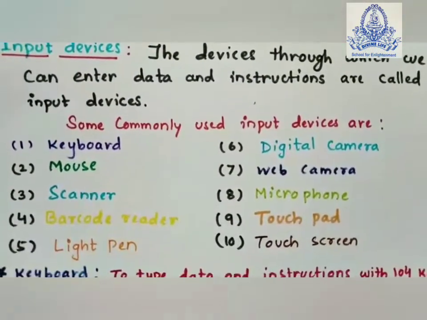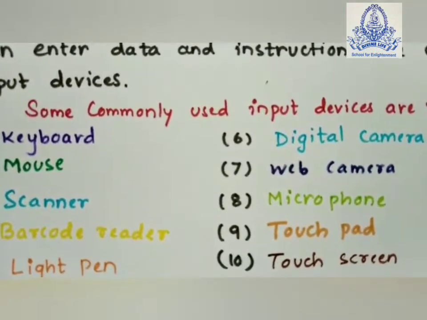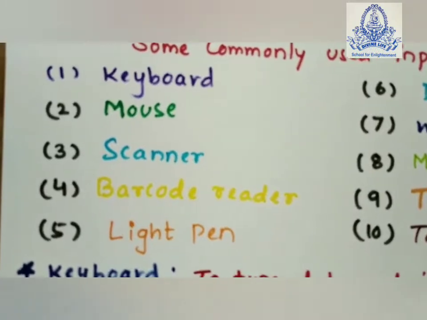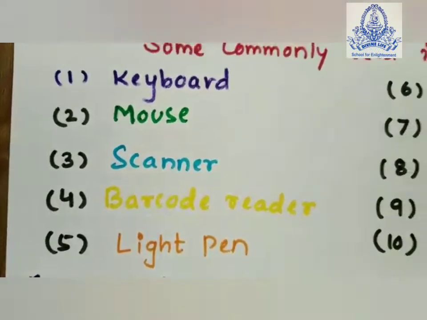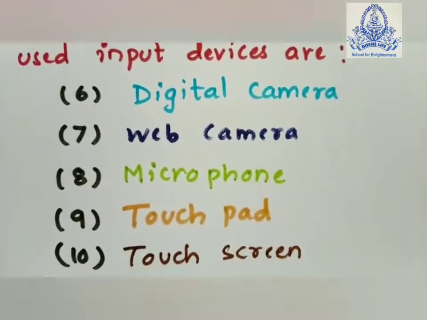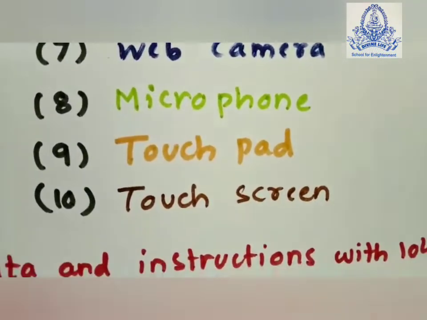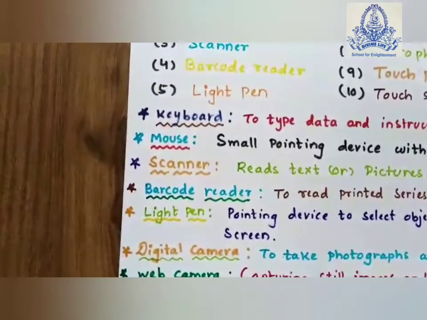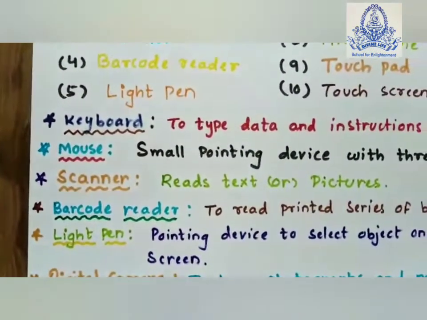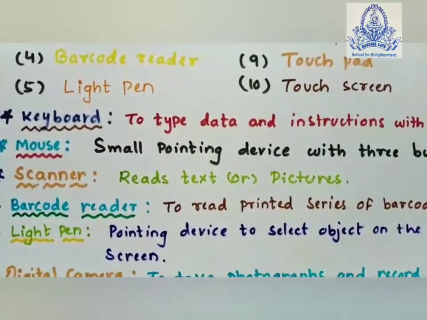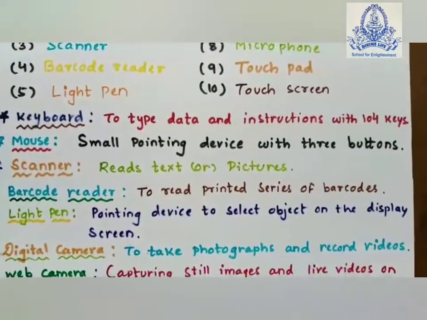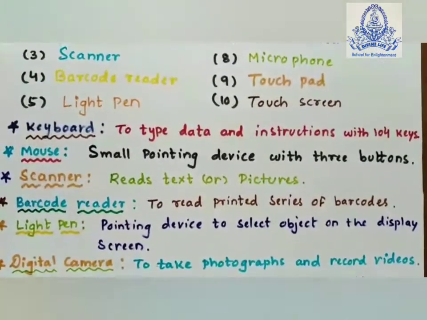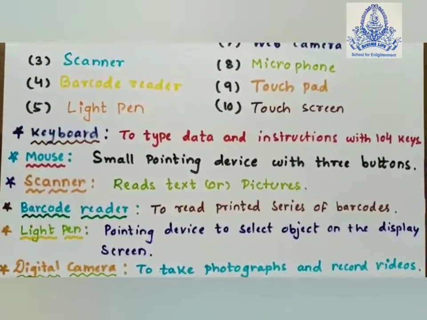Some commonly used input devices are keyboard, mouse, scanner, barcode reader, light pen, digital camera, web camera, microphone, touchpad, touchscreen. Okay. Now, these are the points. Here I have mentioned some functions of different input devices. Now I am going to elaborate on each input device so that you can better understand and get some idea about different input devices.